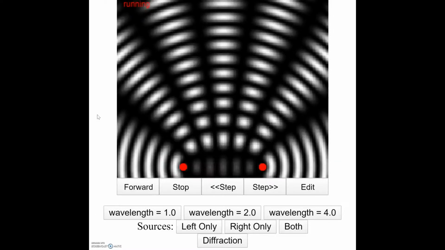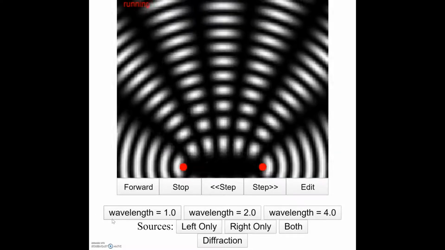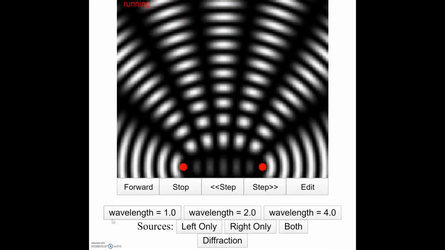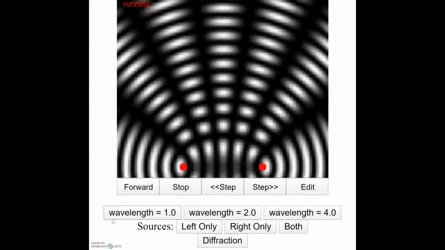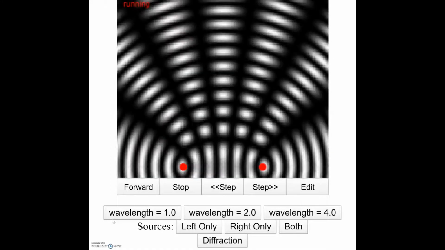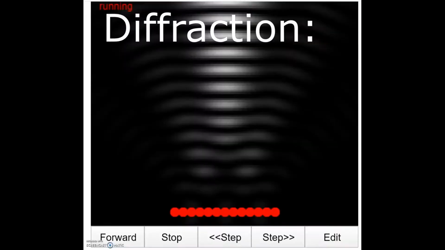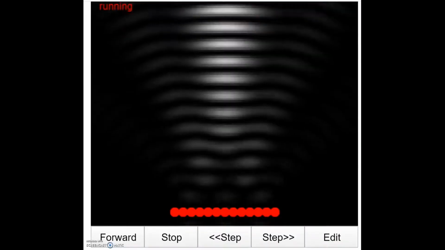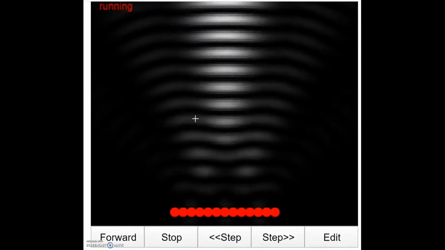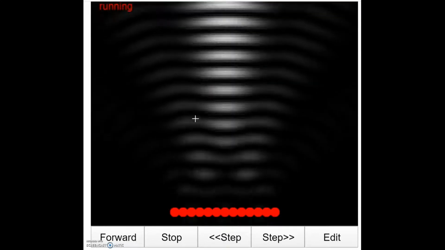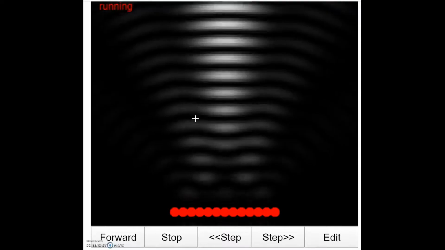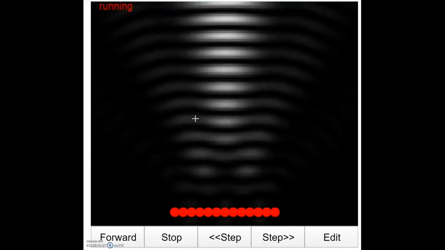However, these perfectly positioned oscillators, these red dots, are not really realistic. Like, in what real world do you have these things happening? So in this case, what you have is something called diffraction. And diffraction happens when a bunch of light is pushed through a tiny slit or something like that.